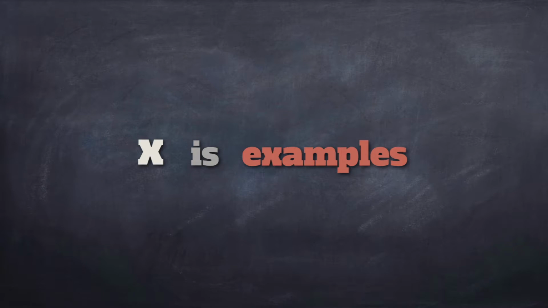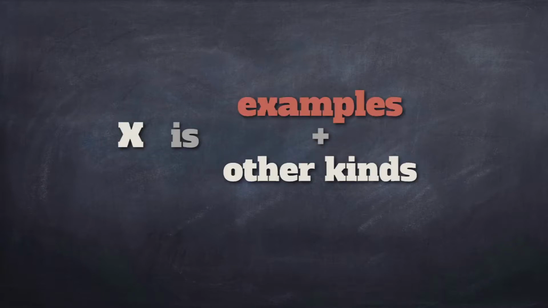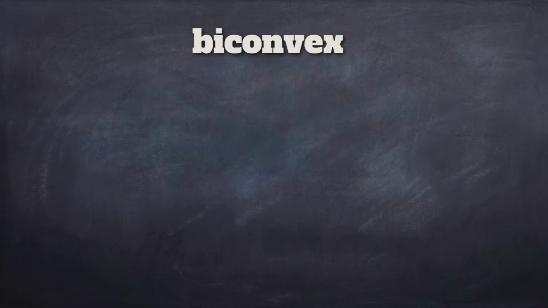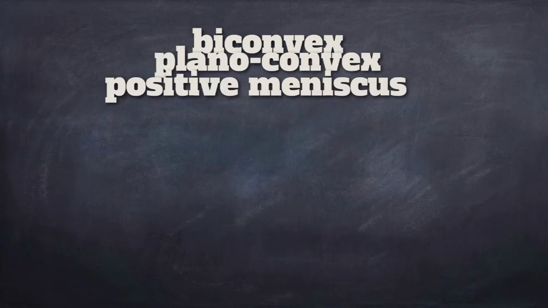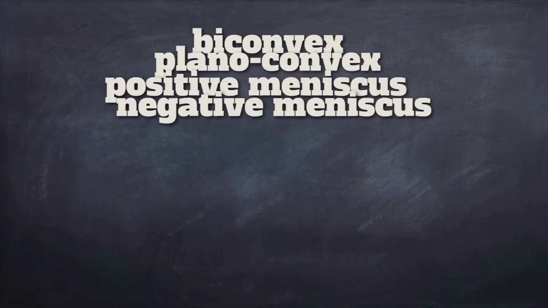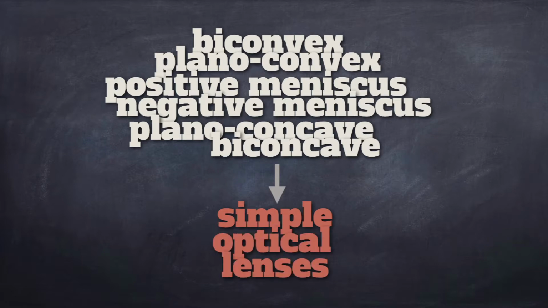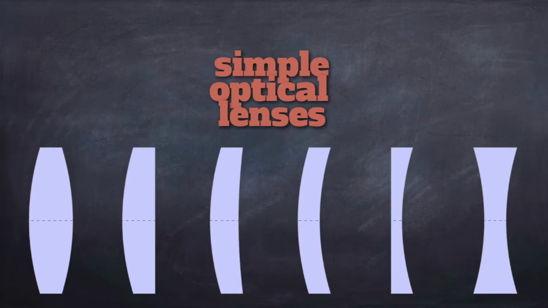Example definitions use instances of the notion defined to round up its concept. They are usually expanded with the help of other forms of definition. Consider the following: biconvex, planoconvex, positive meniscus, negative meniscus, planoconcave, and biconcave lenses are all examples of simple optical lenses. Accompanying images are desirable when dealing with this kind of information.